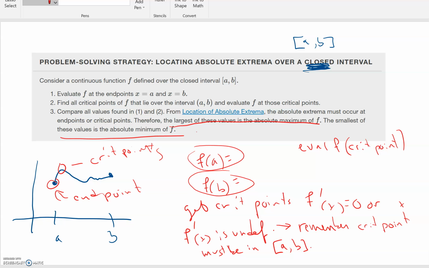And so that's the process for finding absolute extrema over a closed interval. And again, sometimes the devil is in the details. When you actually get into finding the critical points, it can be kind of difficult. So that's why you have to work lots of problems.